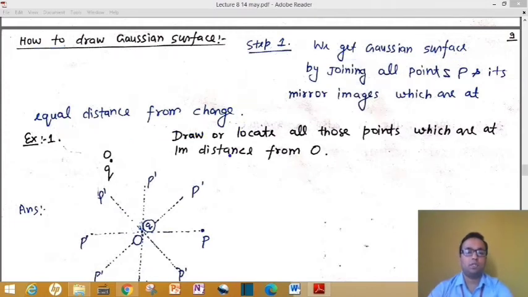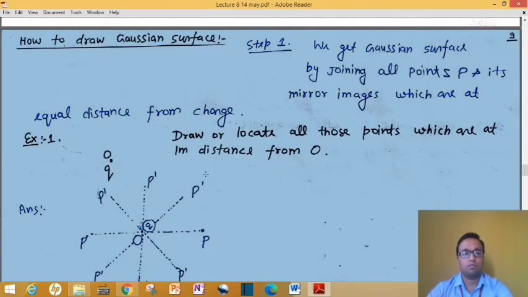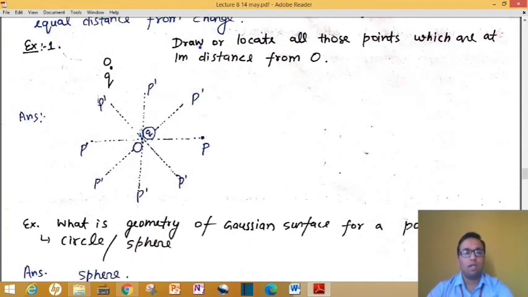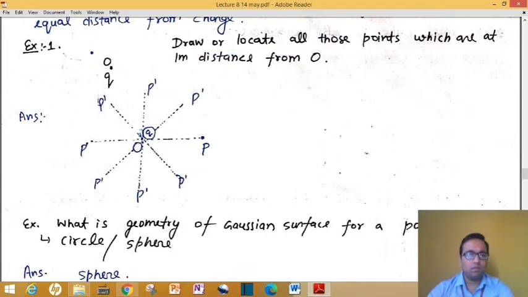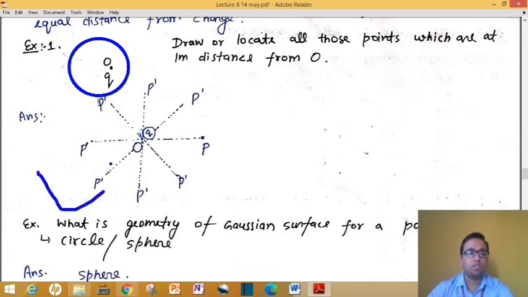Now try to understand this concept with the help of the first example. Example 1: draw or locate all those points which are at a distance of 1 meter from you. Focus on the problem part. This is the problem, this is the question, and this blue one is the answer. One charge is given at the point O, and you have to draw a Gaussian surface for this charge. So what should be the procedure?